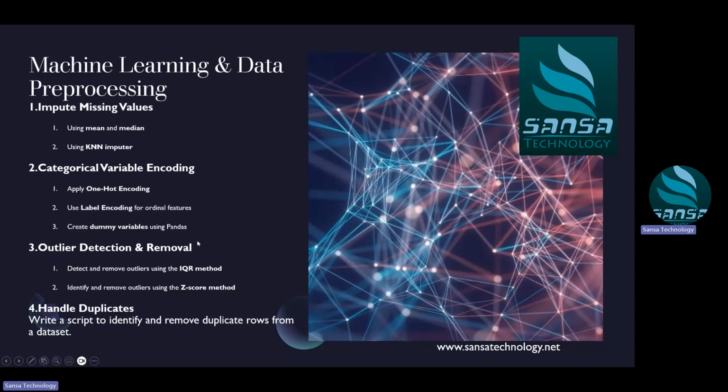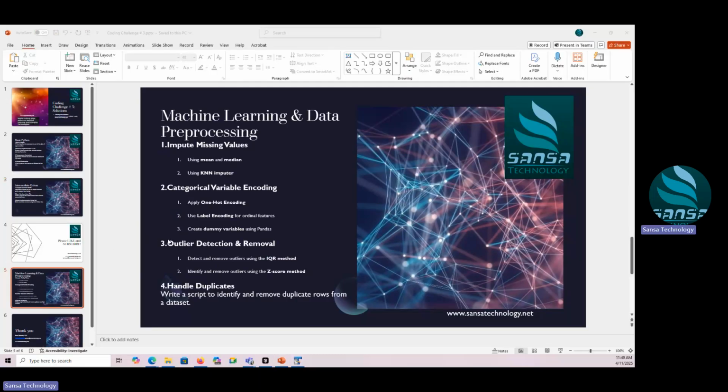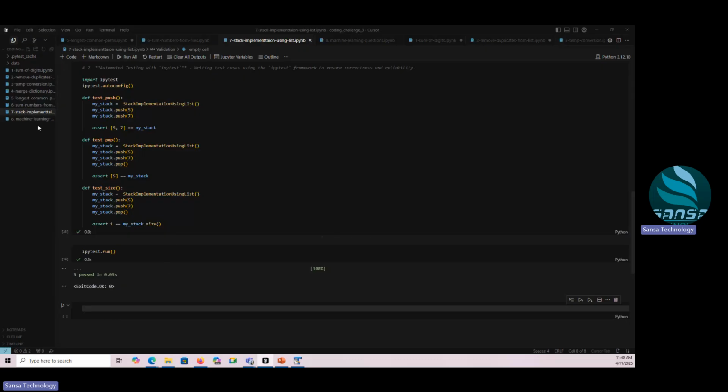Sometimes outliers can skew your data, so you may want to detect and remove them. There are multiple ways you can do this, such as the IQR (interquartile range) method and the z-score method. And then sometimes you have duplicates. What do you do with duplicates? How do you remove them? I'll be showing all of them to you.